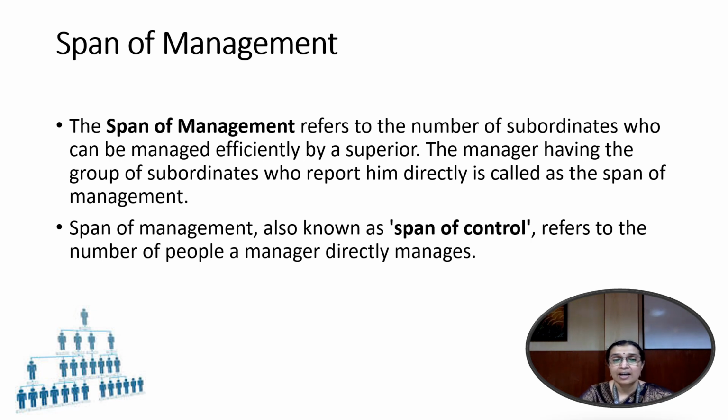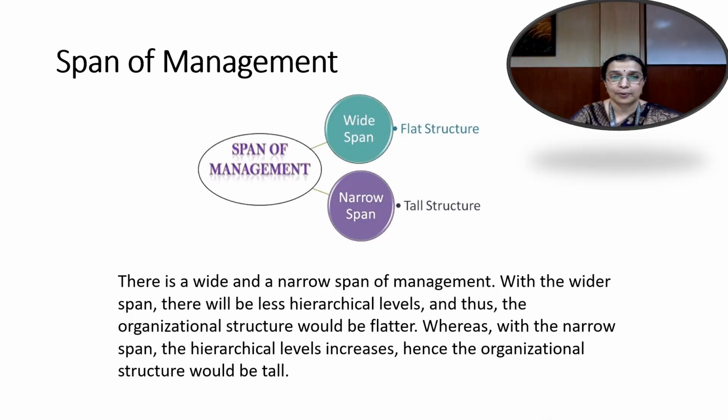In the sense that under a single manager or supervisor, there are a number of subordinates who report to that particular manager. There is another word: you can say span of management, or you can use the word span of control. Both these words are used for the number of subordinates who report to a manager. So let us look into it in detail, what exactly span of management is all about.